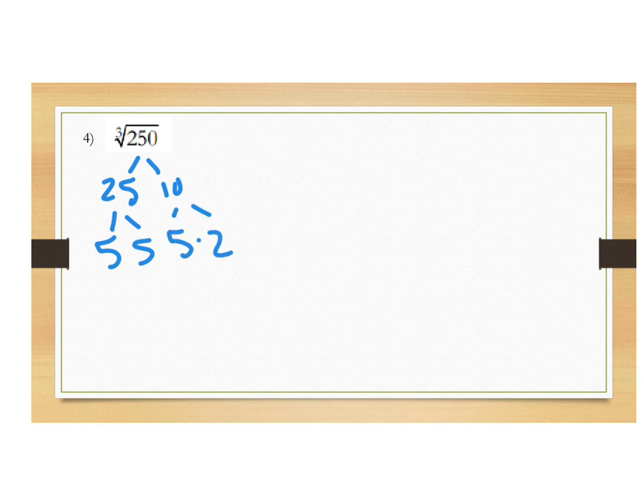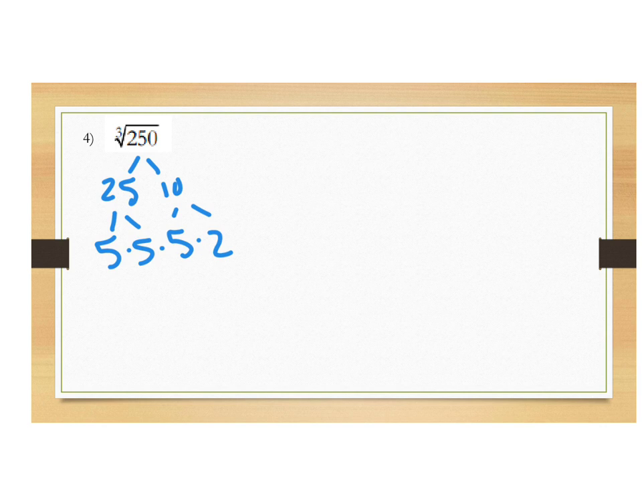Okay, so same thing here. This time we have cube root again, since the index, the little number on the outside of the symbol, is 3, so the cube root of 250. So let's just do prime factorization. So we're going to start with the cube root of 250. So let's break down 250. I could say 25 times 10. I can break down 25 into 5 and 5. And I can break down 10 into 5 and 2.